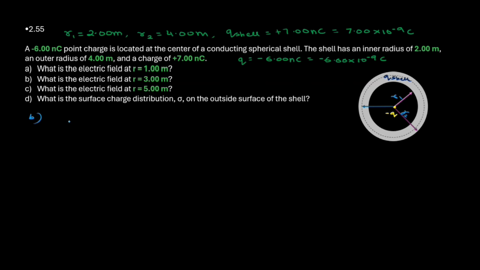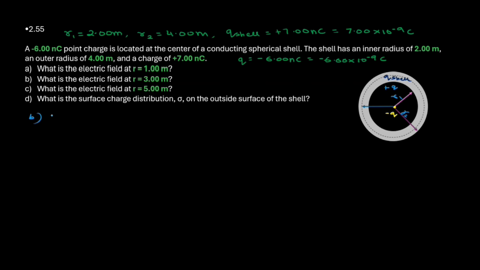We know that the electric field inside a conductor has to be 0 because even though there is a charge present in the center, this charge will induce an opposite charge on the inner surface of the shell. So if I have negative q here, it will induce a positive q on the inner surface of the shell. So that will neutralize the effect of the charge at the center, whereas the charge within the shell will arrange itself on the outer surface of the shell, creating a net electric field of 0 inside the shell.